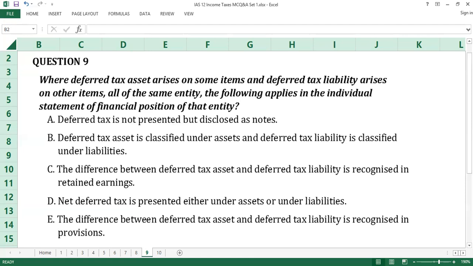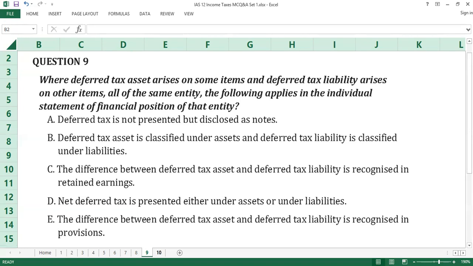Time up. The answer to question number 9 is D. Net deferred tax is presented either under assets or under liabilities. Where deferred tax asset is more than deferred tax liability, a net deferred tax asset is presented in the entity's statement of financial position under assets. Where the difference is a net deferred tax liability, this net balance is presented under liabilities. D is the answer to question number 9.